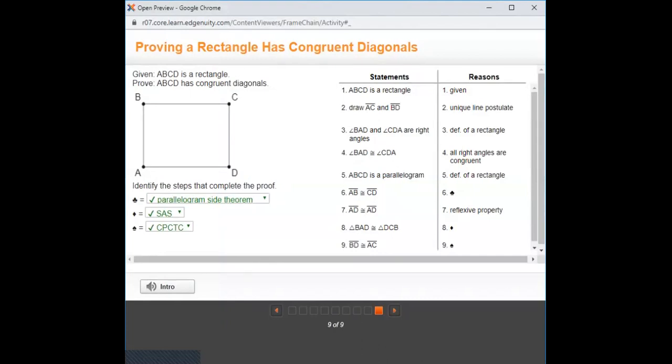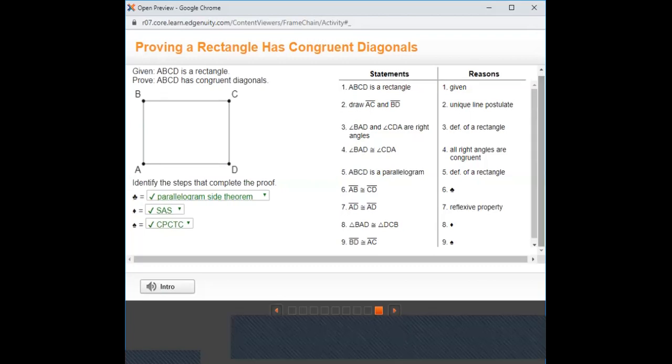What do we know about right angles? Well, they measure 90 degrees. So any 2 right angles have to have the same angle measure. So that's step 4. Angle BAD is congruent to angle CDA because all right angles are congruent.